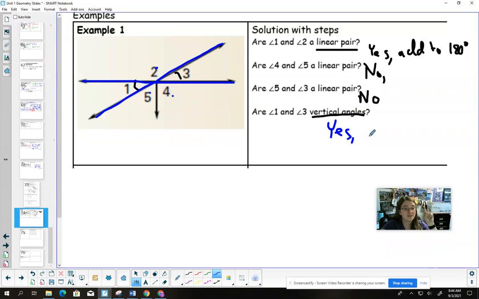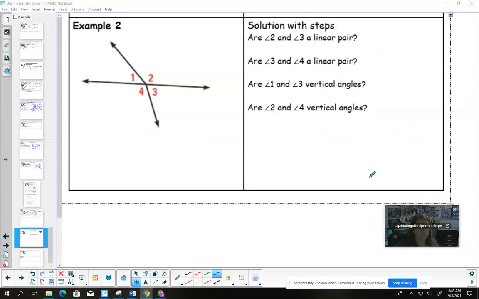But because 1 and 3 are vertical angles, again, we just wrote down that vertical angles are equal. They're going to have the exact same measure. Basically, it's because they're like mirrored versions of each other. Yeah, they're across from each other in that X. They are going to be equal. The linear pair, that full rainbow, adds to 180. Across from each other, they are equal.